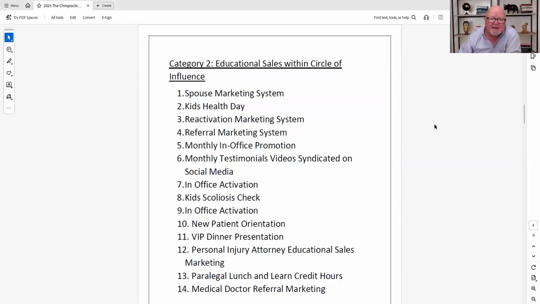So that's why it's the best of the best. Those are the two best right there. Spouse and the kids stay right there. That's number 1 and number 2. And then you combine it with educational sales. Now, remember, you can use advertising with this. You do not have to use educational sales. That's just what works the best.